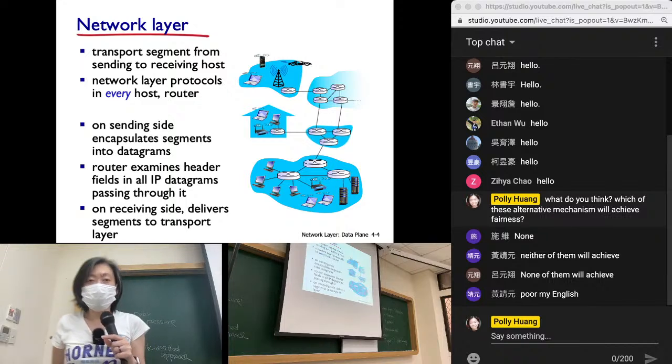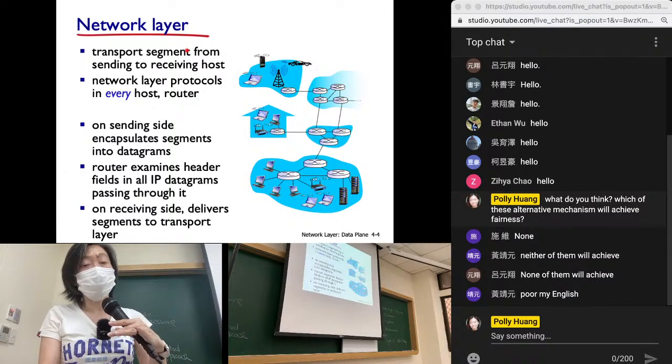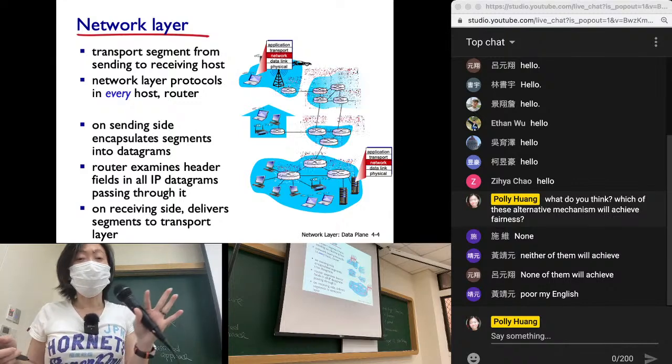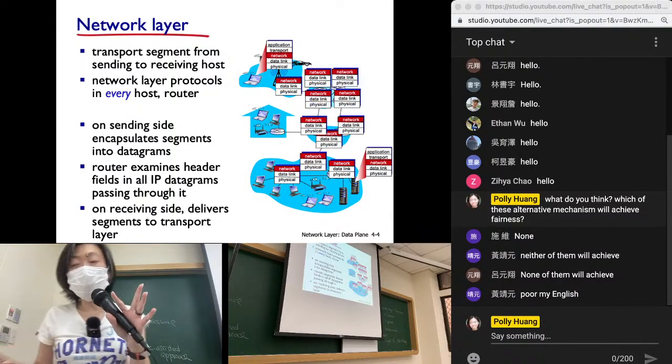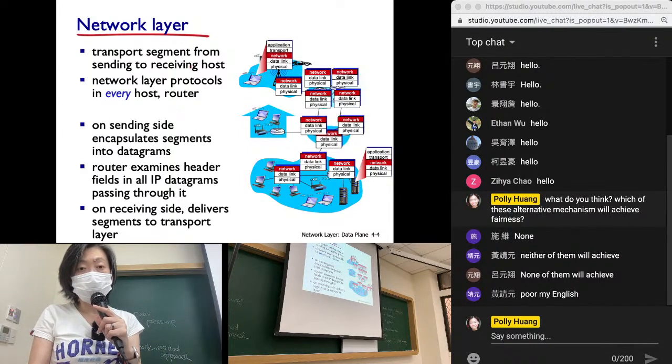4.1. So this is the network layer. What it does is simply this. The transport segments will be passed down to the network layer. So the network layer is there to receive these segments, and the network layer protocols are going to be in every host in order to receive these segments. But in addition to being at the hosts, they are everywhere, on all the routers on the internet.